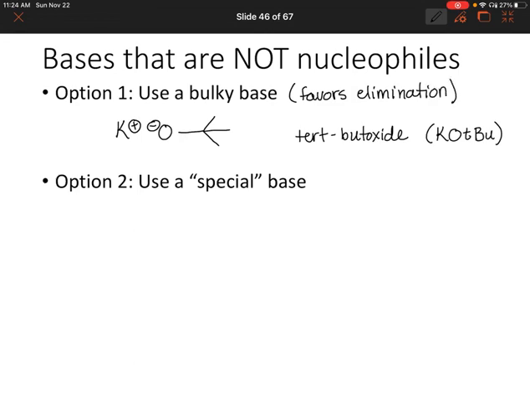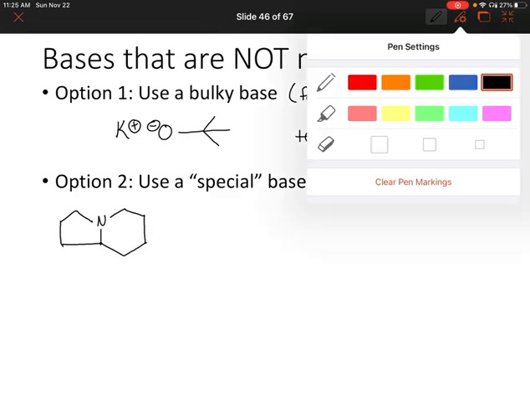Okay, option 2, we could use a special base. One of these quote-unquote special bases is called 1,5-diaza bicyclo 4.3.0 non-5-ene. So it's a really long name, but I swear there's an abbreviation for it. This special base looks like the following. I'll do my best to draw it here. Oh, I missed a nitrogen. There's a nitrogen at the bottom of the 6-membered ring.